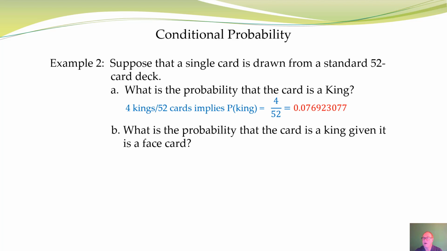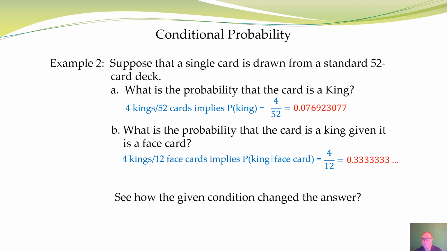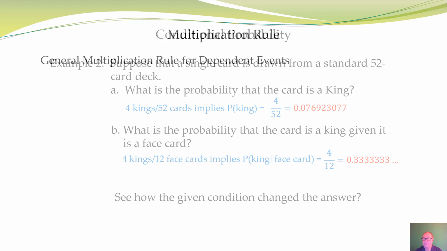What is the probability that the card is a king given it is a face card? So now we know there are 4 kings in the deck, but how many face cards? Well, there are 12 face cards. So the probability king given it's a face card is going to be 4 out of 12, or 1/3, which is 0.3 repeating. Now you notice this changed the answer drastically again. So the conditional probability will usually increase your probability.